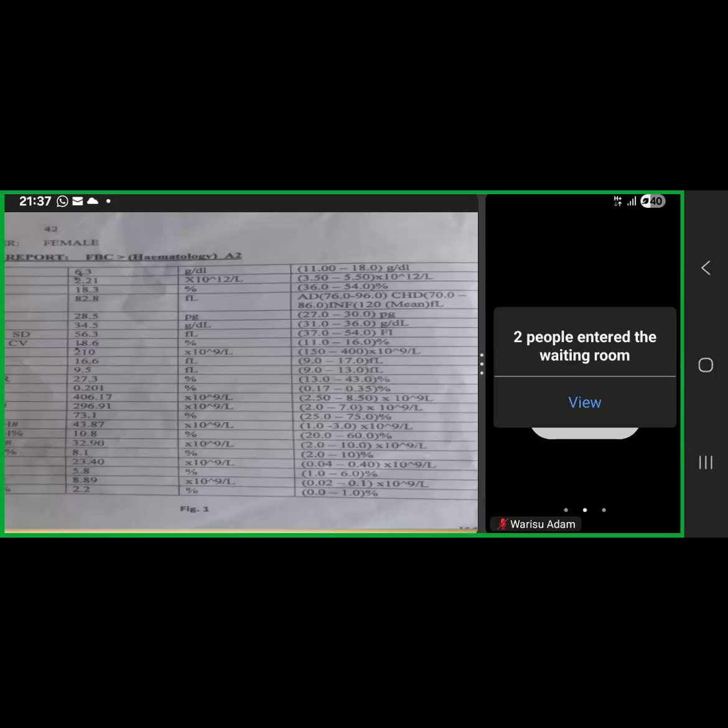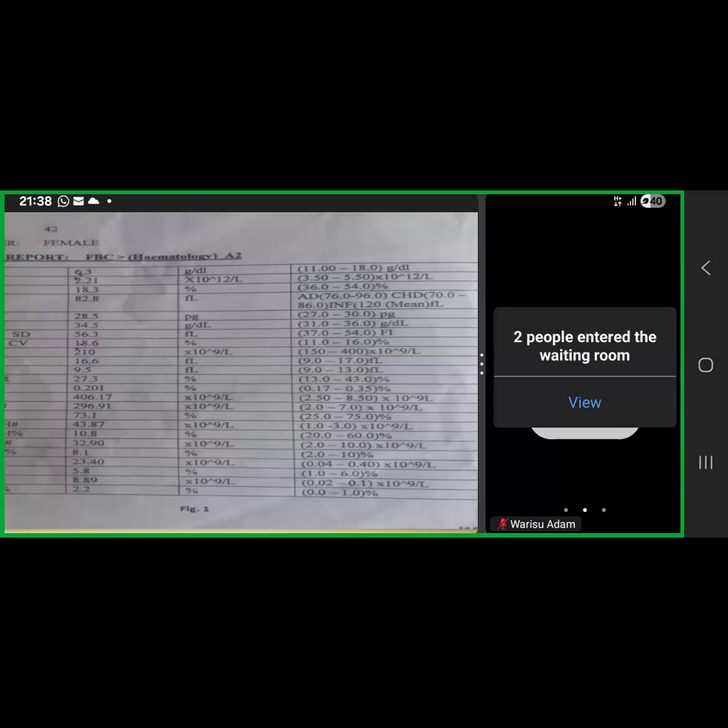MCH gives color. We said the MCH is the one that gives color to the red cell: the amount of hemoglobin in a unit cell, and that gives the color to it. So we see normocytic normochromic red cells, not bad.